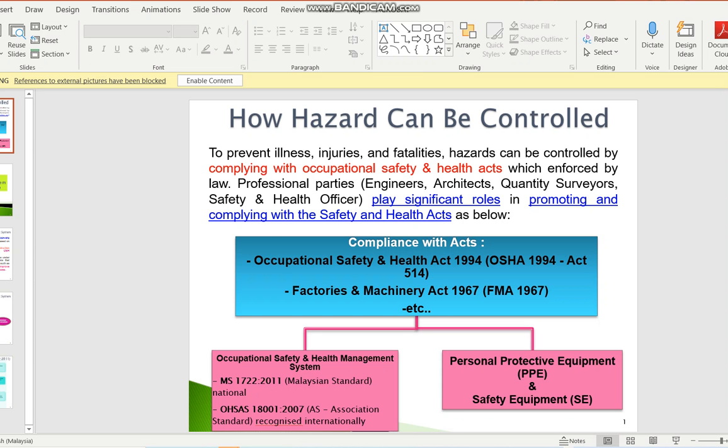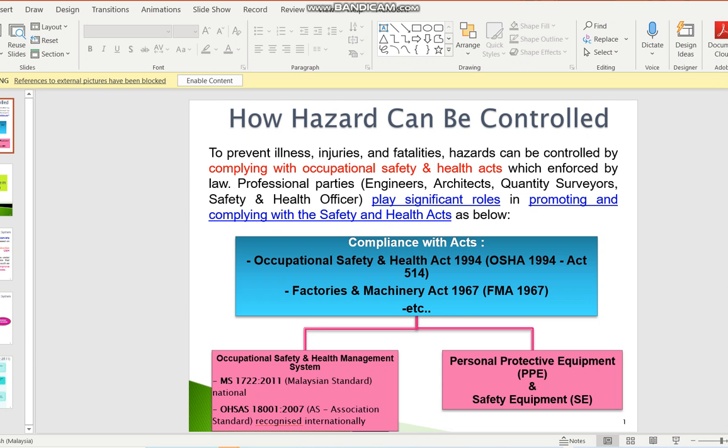So meaning that the acts will tell you that your project, your work, your factory, your machineries must have a certain health and safety management system. And that system is what I've spoken about just now. So you can create the company policy on these systems, okay? And they will say that you must have this system.